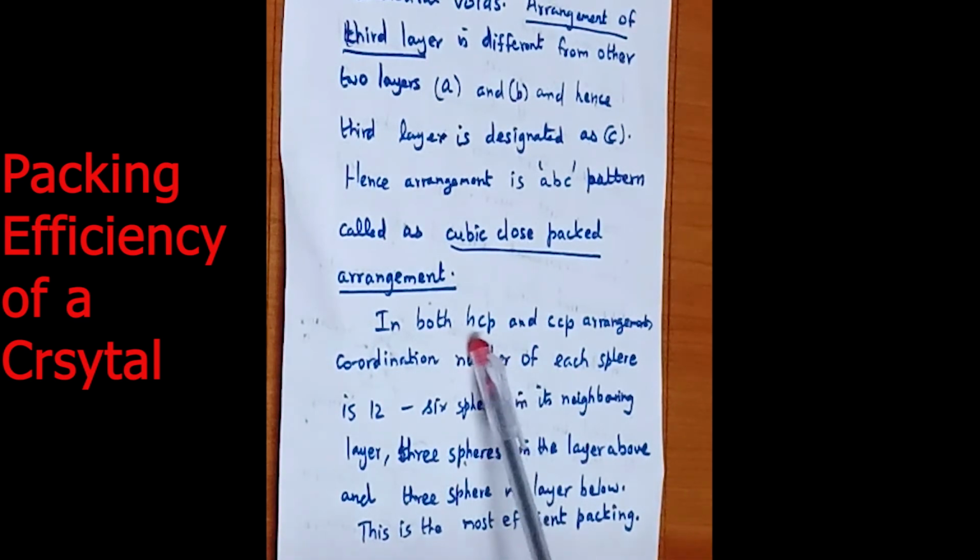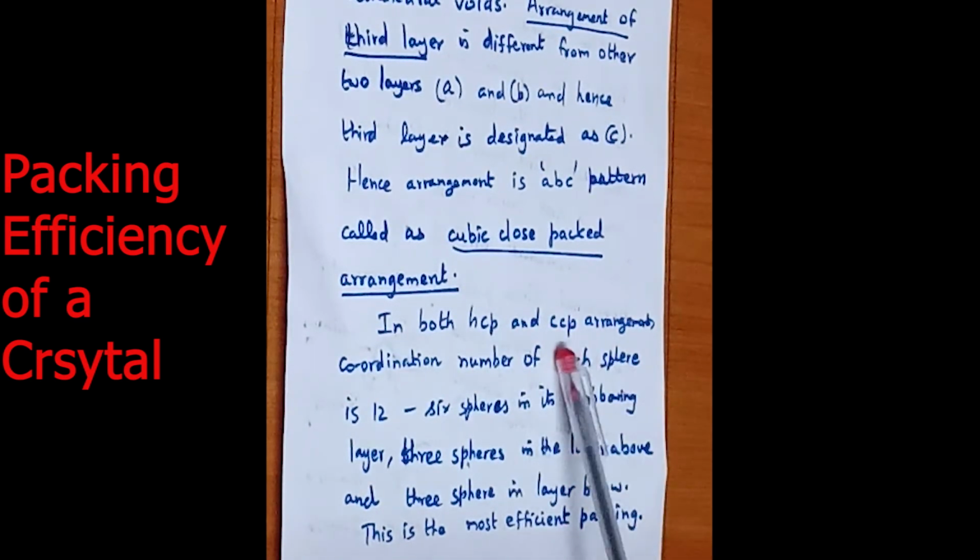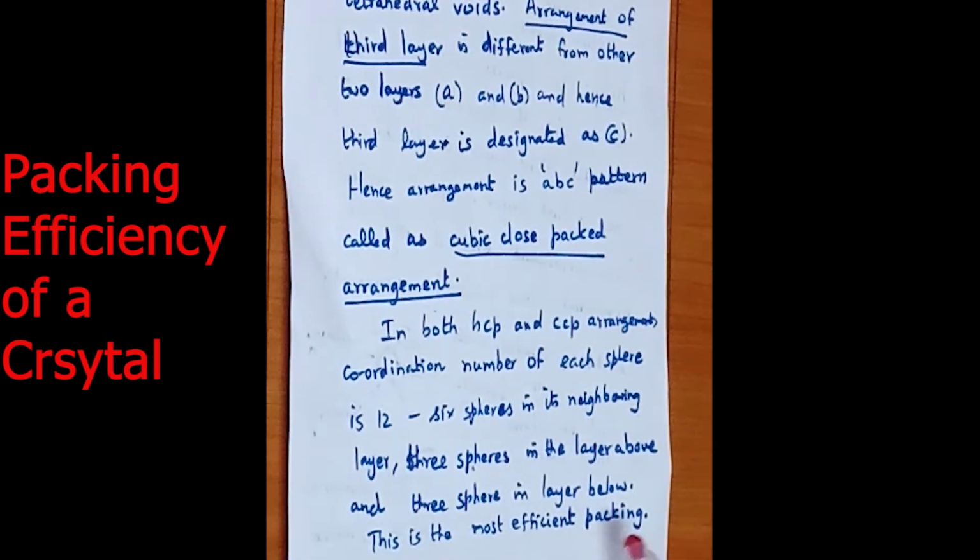So both HCP, hexagonal close pack, and cubic close pack arrangement are considered to be the most efficient packing in the crystal. So most efficient packing na, the arrangement of the atoms will be packed very tightly inside the crystal. So both HCP and CCP have the arrangement of atoms or spheres in a very tightly packed manner. So it is called as the most efficient packing of atoms in the crystal.